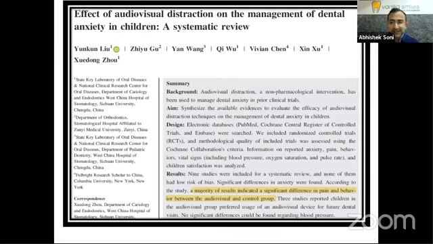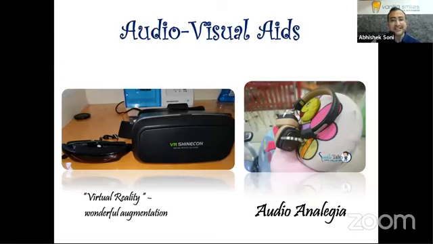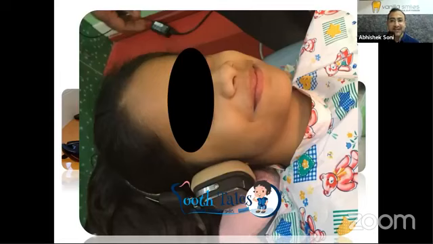So what we use in our practices is basically a beautiful amalgamation of AV aids and nitrous oxide oxygen inhalation. So what used to be noise, the cry of the child once upon a time, will be music to your ears as most of the little ones depart happily from your dental center. These are the virtual reality goggles and the earphones for the audio analgesia. And see the difference it actually makes. It calms the child in a not so threatening environment.